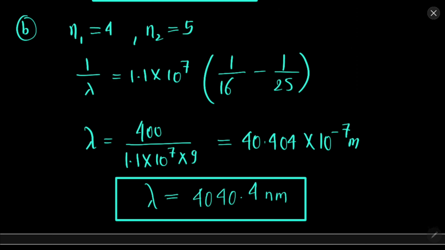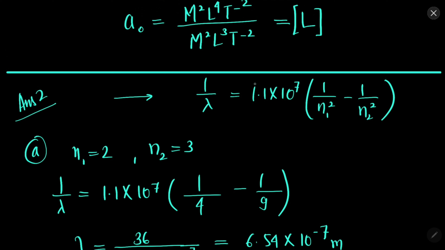Remember, we have taken here this is R. So we have taken R to be equal to 1.097, or 1.1, into 10 to the power 7.